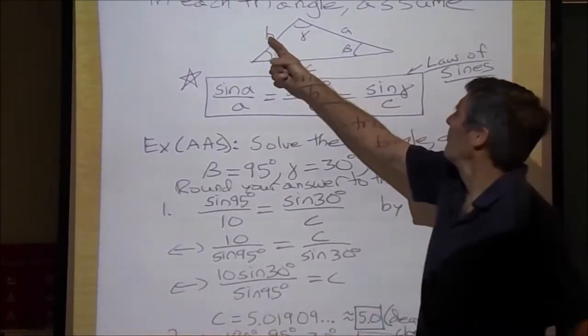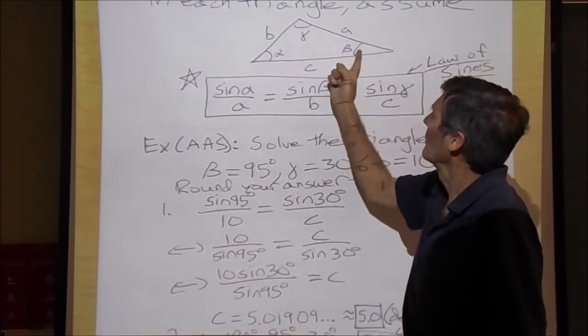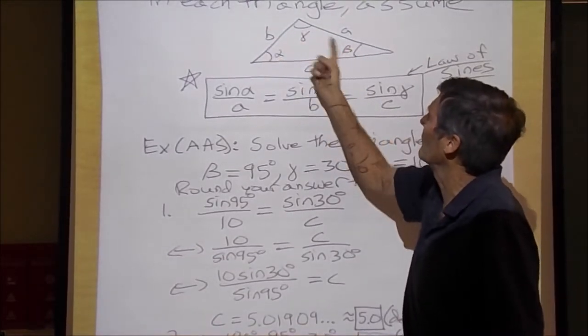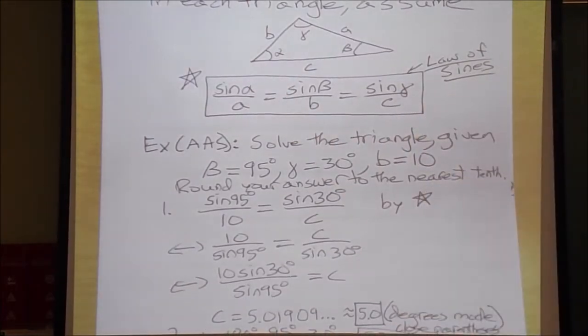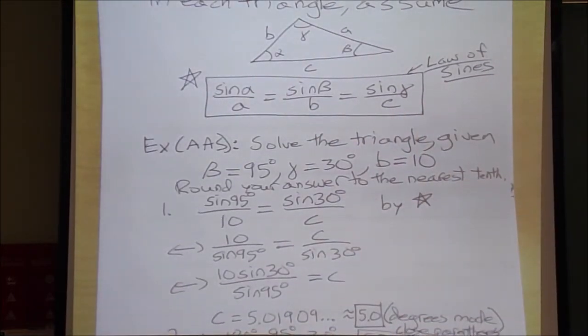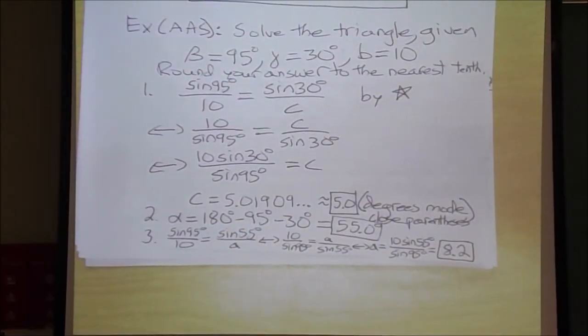Beta, gamma, and B, rotating around the triangle, I have an angle followed by a side. So that's angle, angle, side data given. That says we use the law of sines rather than the law of cosines, because it's one of the three cases we mentioned for the law of sines.